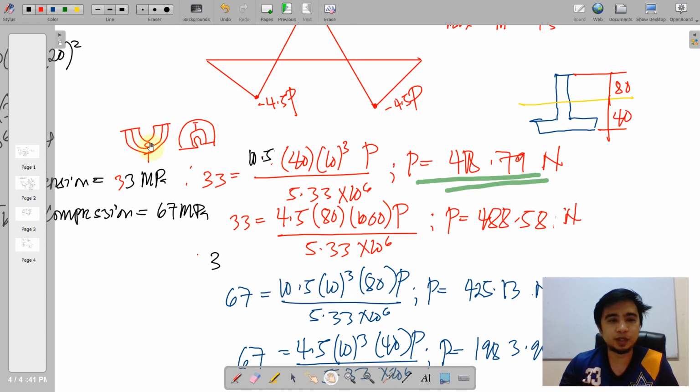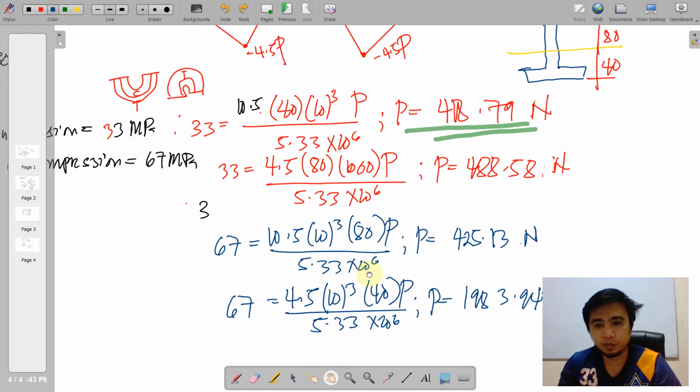We'll have an upward orientation where the tensile zone is at the bottom. The tensile zone is at the bottom. And if your tensile zone will be at the bottom, I think we should consider here 40 instead of 80. Anyway, still correct because we are on the compression side, should be on top. So we have 80. So your value for P would be 425.13.